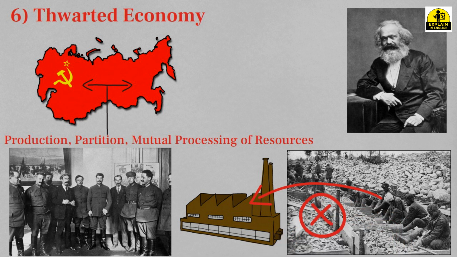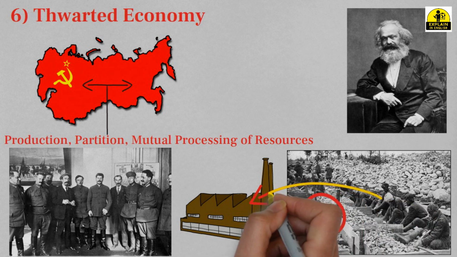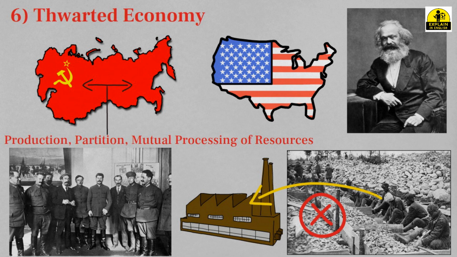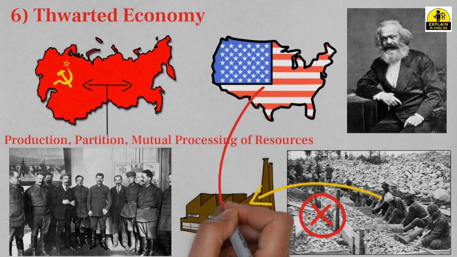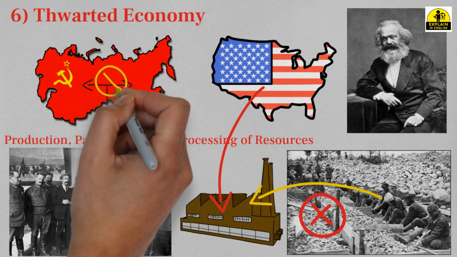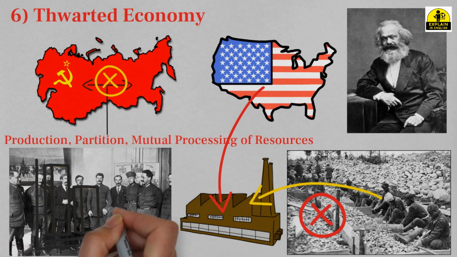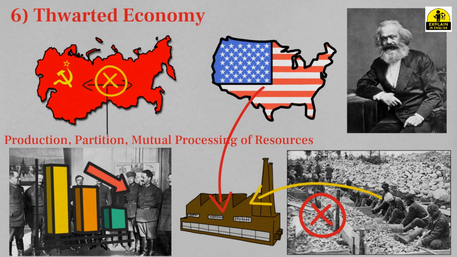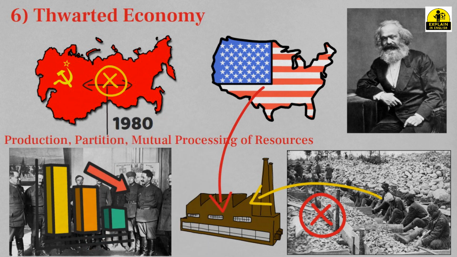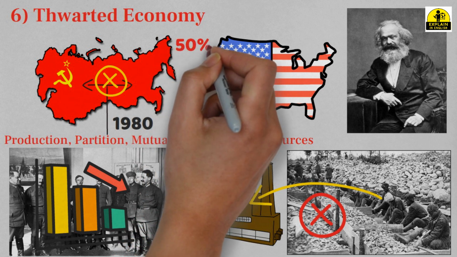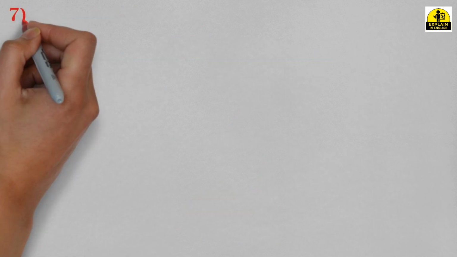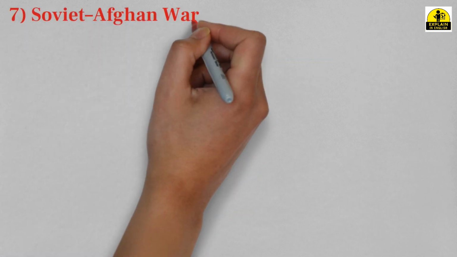Therefore, a large part of the population of the USSR was employed in agriculture and factories. But in America, people could work for themselves, you could own and run your own factory. But there was a ban on doing so in the USSR, due to which the USSR lagged behind America in terms of economy. And by the 1980s, the USSR's economy and GDP had dipped by 50% in comparison to that of America's.